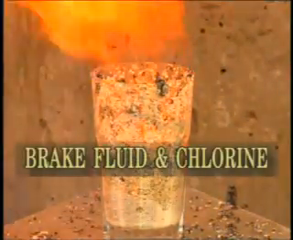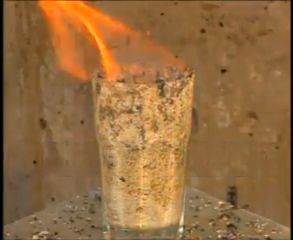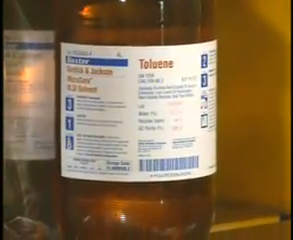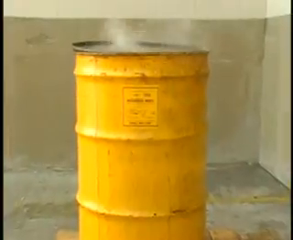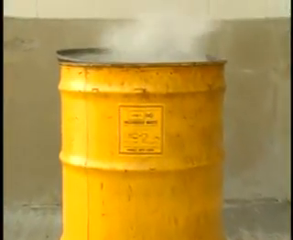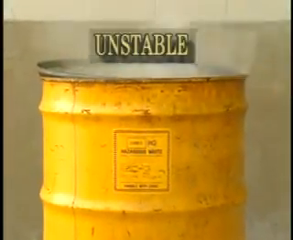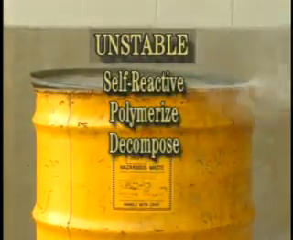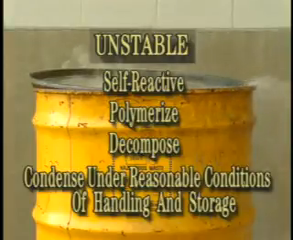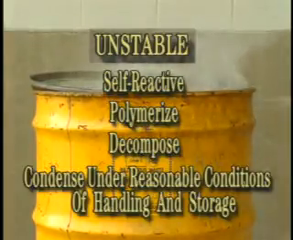Section 10 names the chemicals and other materials that are incompatible with the product. For example, you'll want to avoid strong oxidizing agents when you work with toluene. And note that mixtures with tetranitroethane can become explosive. Section 10 also tells you whether the material is stable or unstable. Unstable material could become self-reactive, polymerize, decompose, or condense under reasonable conditions of handling and storage.